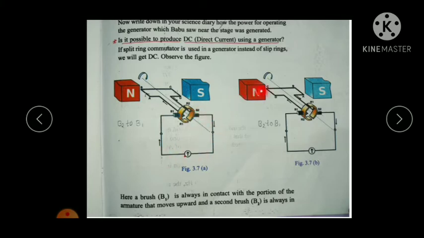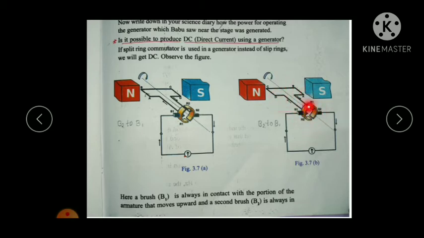And during the next half rotation, this AB comes to this side and CD comes to this side. So in that condition also, this CD comes in contact with R2 and AB is always in contact with R1.